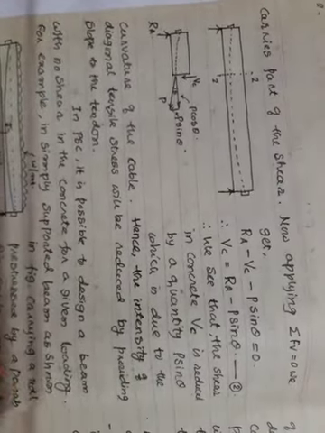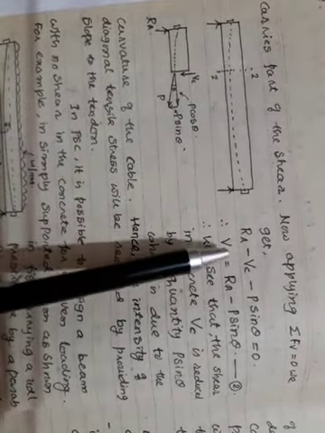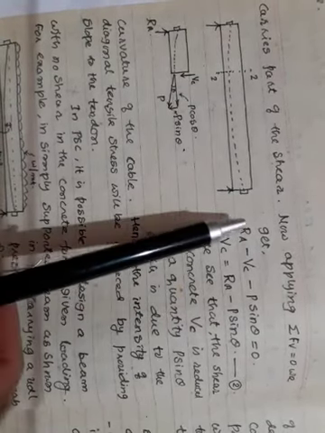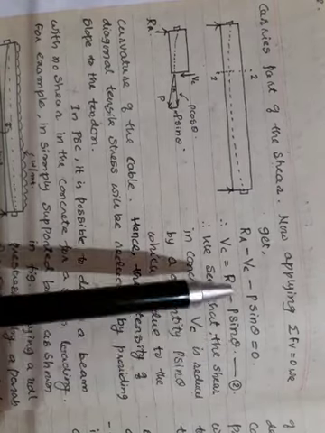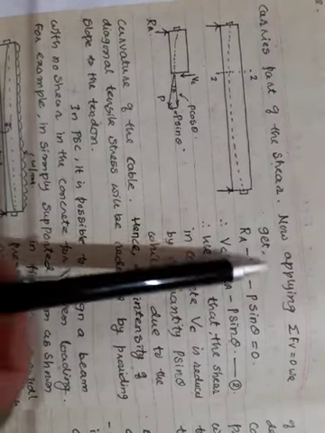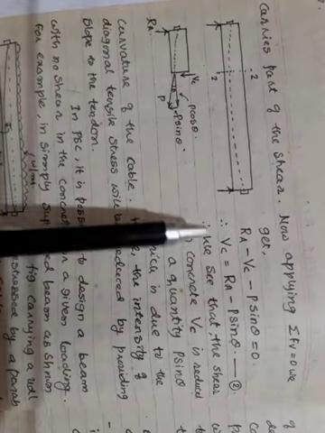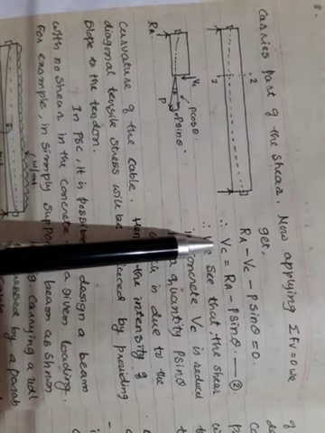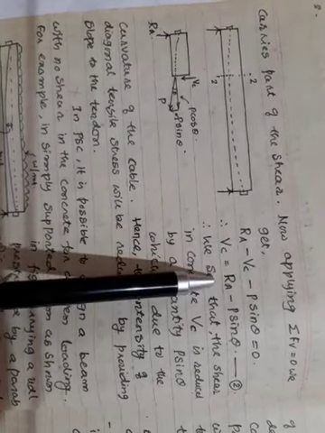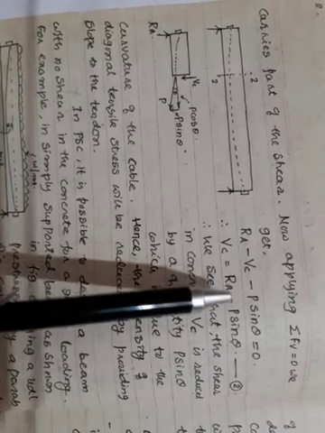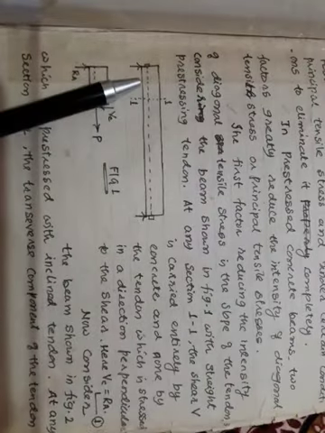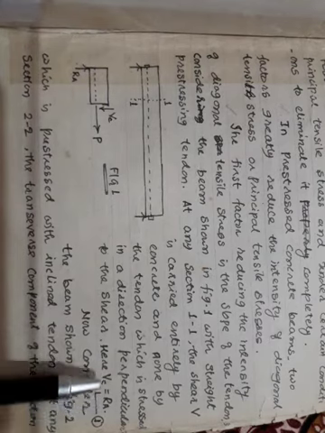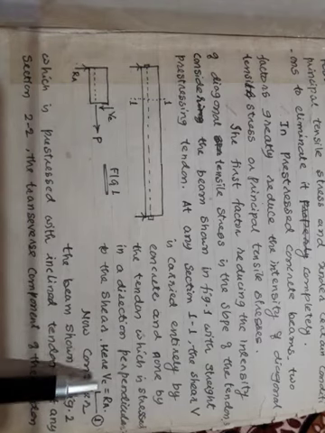So from this equation, if I want to calculate Vc, it is Ra minus P sin theta. Just rearranging these terms. So now what you are going to see here is that the shear force carried by the concrete is Ra minus P sin theta. In the last case, how much was it? Vc was equal to Ra. When the cable was straight, the shear force carried by the concrete is exactly equal to Ra.